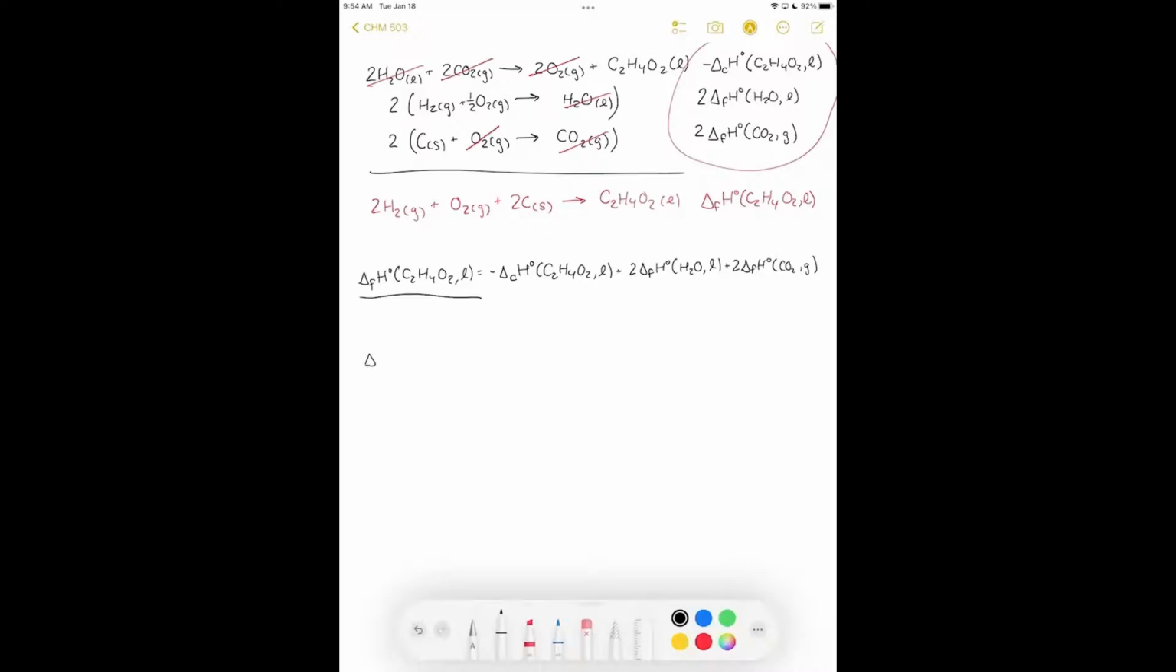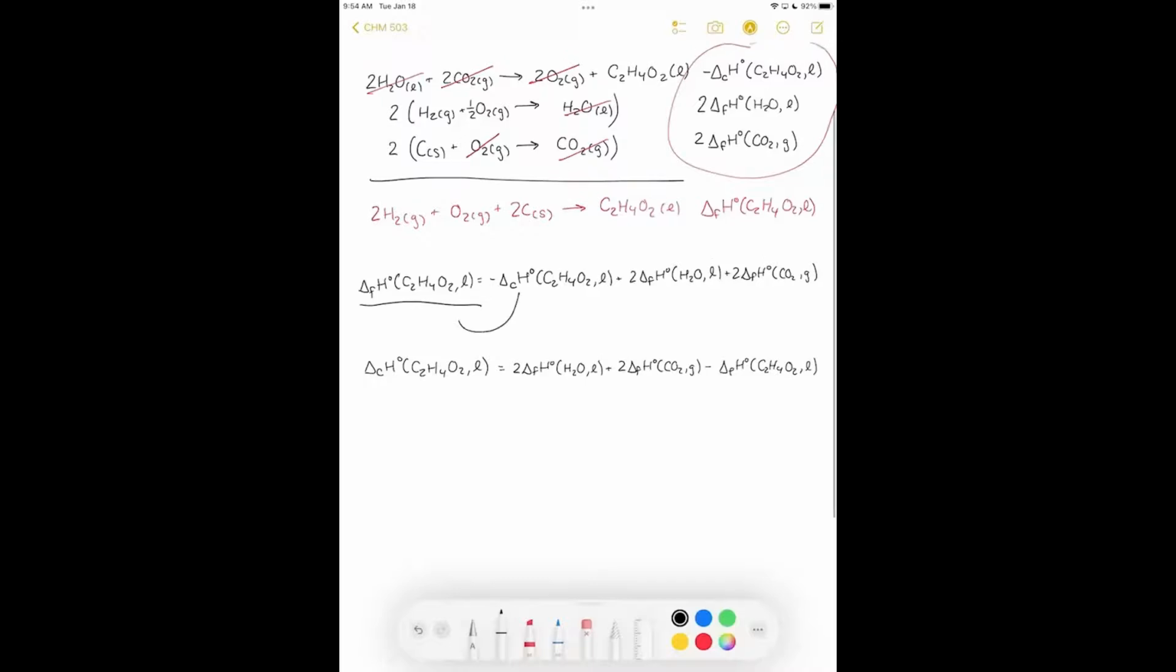So I can say that the delta H of combustion of my liquid acetic acid is equal to the following. It's equal to 2 times the delta H naught of formation of liquid water plus 2 times the delta H naught of formation of gaseous carbon dioxide minus the delta H naught of formation of liquid acetic acid. Now, I've just rearranged this, so I simply added this to this side and then subtracted this over to this side to get this expression.